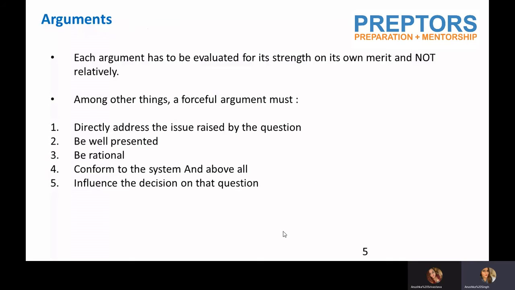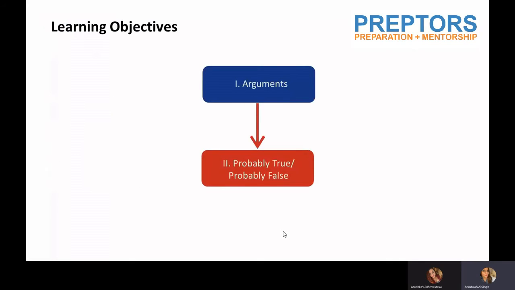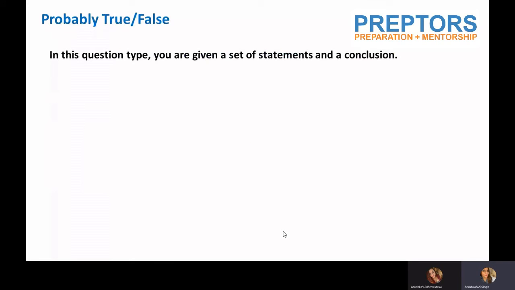So these were with respect to arguments. Now let us go to another topic. This topic is known as probably true and probably false. Now in these question types, what you will have to do is you will have a statement that is given to you, and this statement will have a conclusion, right? So you have statements and then you have a conclusion.